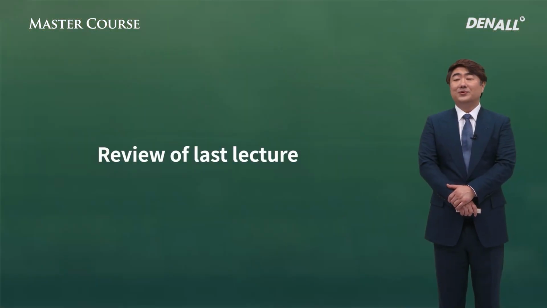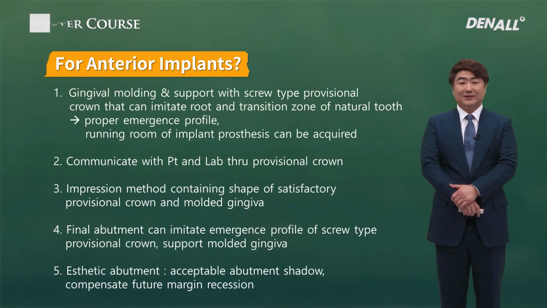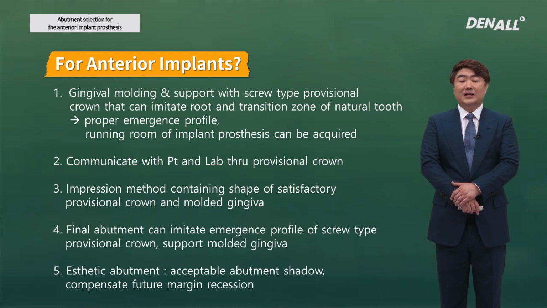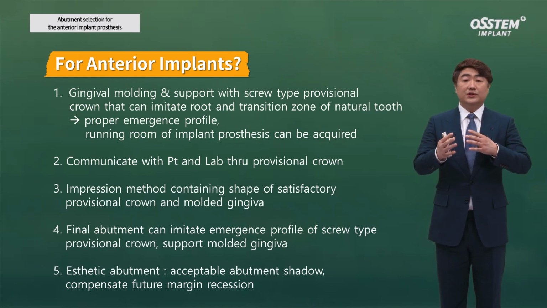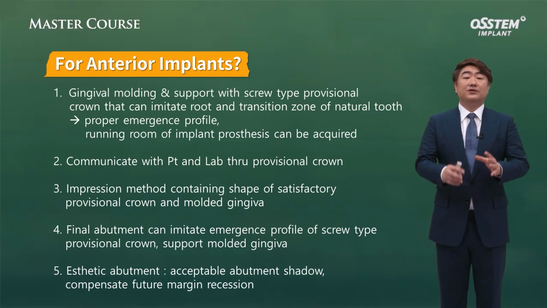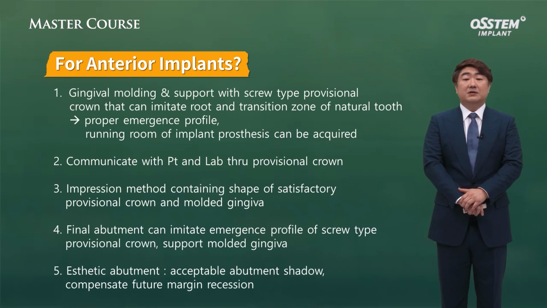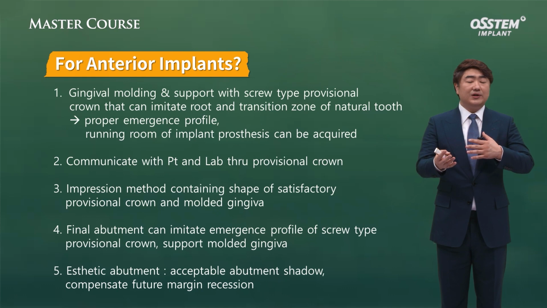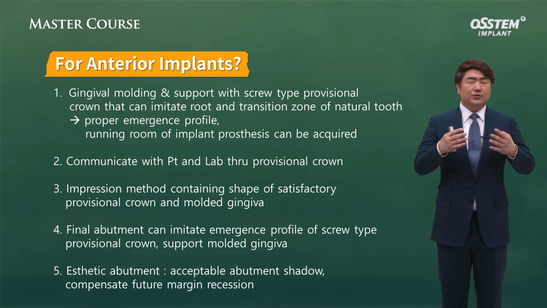So let's review the last lecture. Anterior implant aesthetic consideration needs to be made. So with the screw type provisional crown that can imitate the root and transitional zone of the natural tooth, you design for gingival molding and support. And with that, the proper emergence profile and the running room can be acquired. And the screw type temporary can also be used as a tool to communicate between the clinic and the lab.